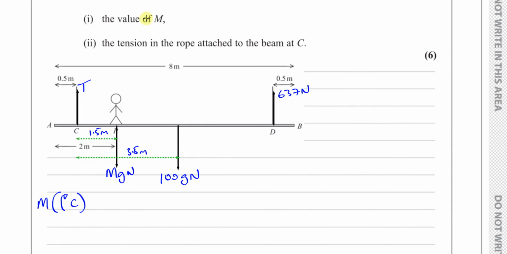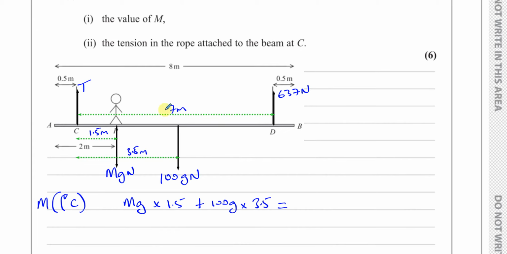And we also have the distance of the tension at D. This is 0.5 meters, this 0.5 meters, that's 1 meter. Take away from 8, that's 7 meters, so that force is acting 7 meters away from C. So now we have the distances of all the forces acting from C, so we can take moments about C. Let's look at the clockwise moments first. The clockwise moments are going to be mg times 1.5, plus 100g times 3.5, and that's equal to the anti-clockwise moments because it's in equilibrium.